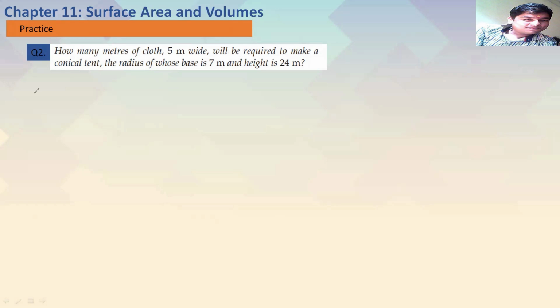First, tell me the dimensions of cloth. When you go to buy cloth, you get rectangular cloth, right? Yes, sir. Now, the width of the cloth is 5 meters. How many meters of cloth? That means we are to find out the length of the cloth. Now, this cloth is to be used to make a tent, right? Yes, sir.